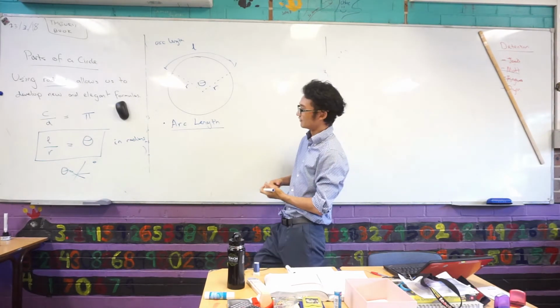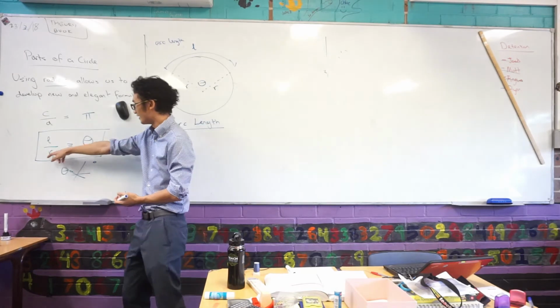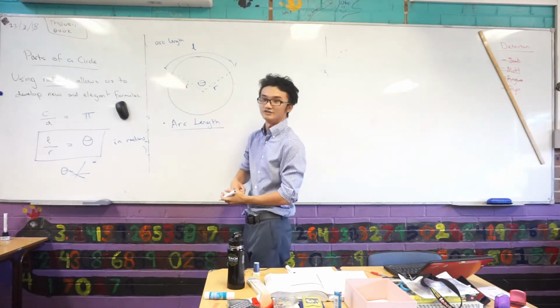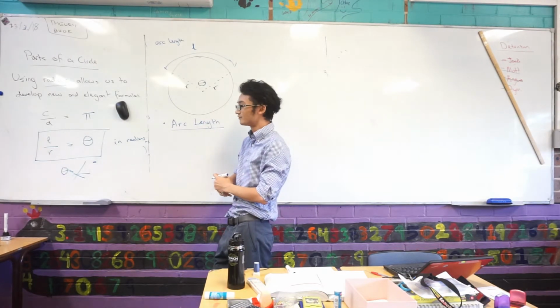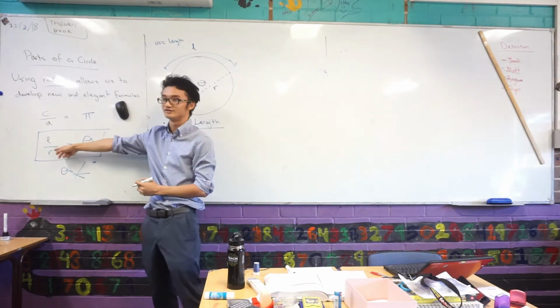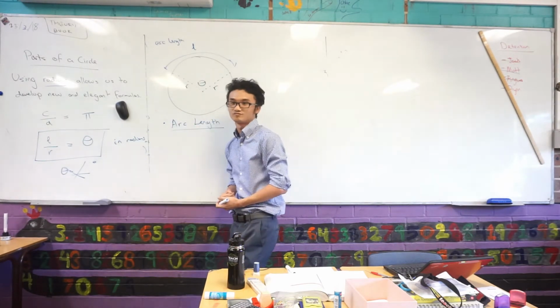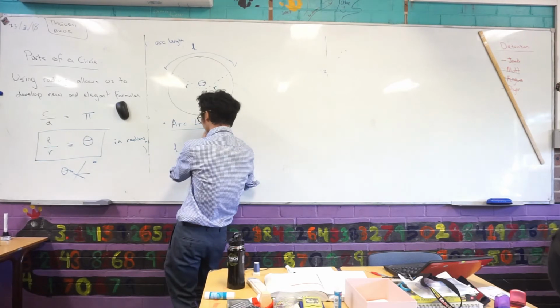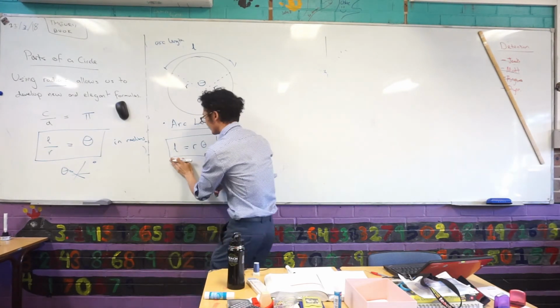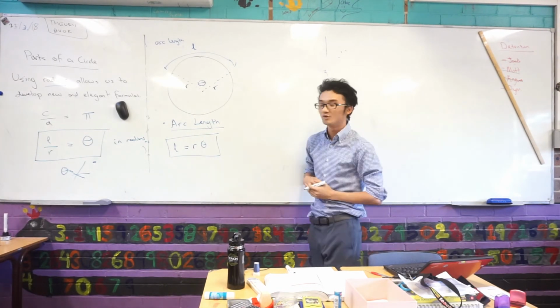If I had the radius and I had theta in radians, I could just rearrange that equation, couldn't I, to find the arc length? What would I need to do to get L as the subject here? Yeah, you just multiply both sides by r. You get r times theta. Genius. And that's the first formula that we're going to look at, the formula for an arc length.